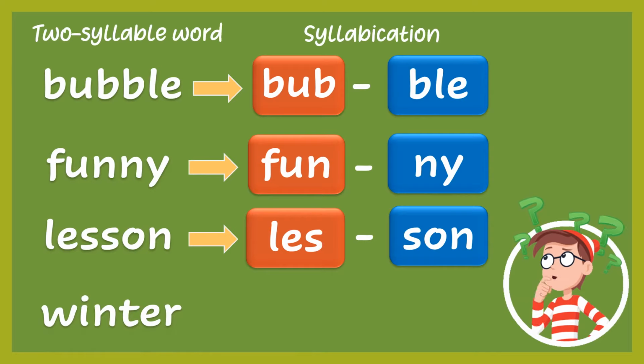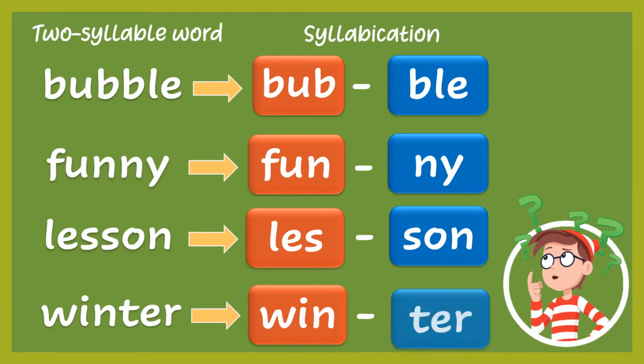Next word is winter. Winter has two syllables, and if we're going to syllabicate it, it goes like this. Win, ter, winter.